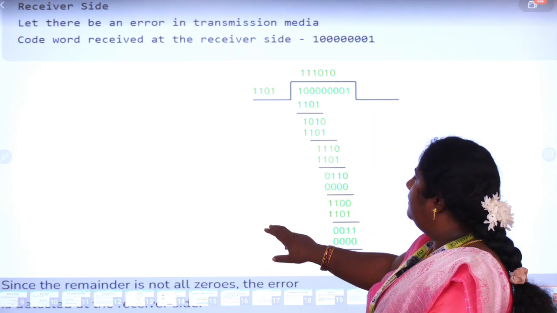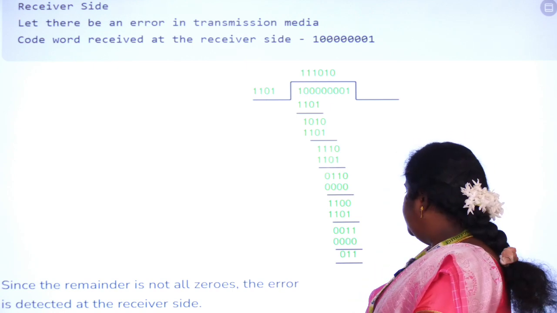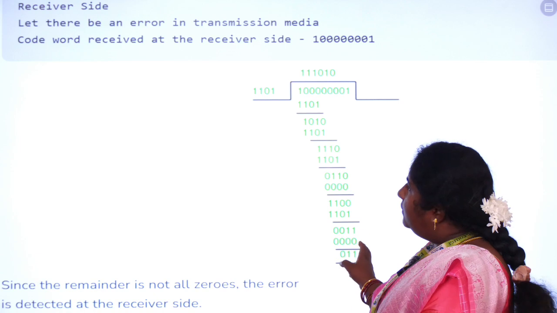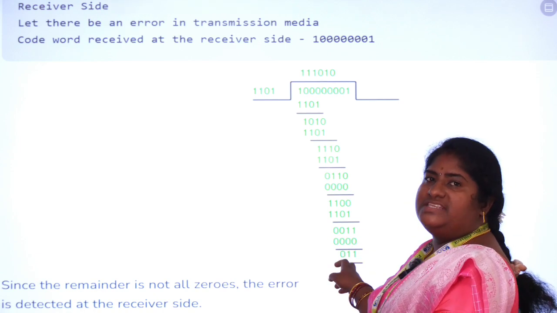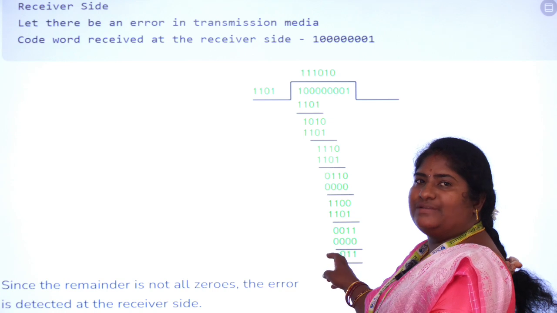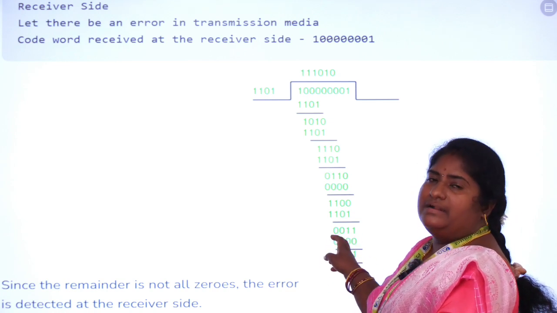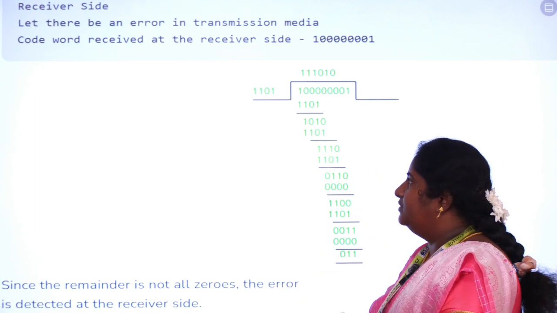So the normal division methodology is used here. After completing all the division, you have a remainder of 011. So at the receiver side, when you have 011, that is non-zero values, it is called an error in transmission. So the bit has been corrupted while transferring the data from the source to destination.